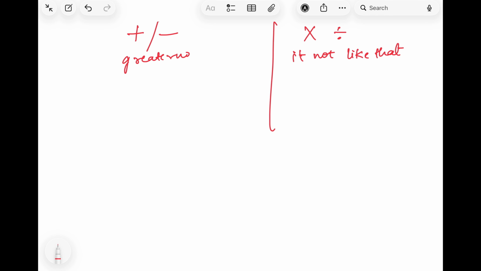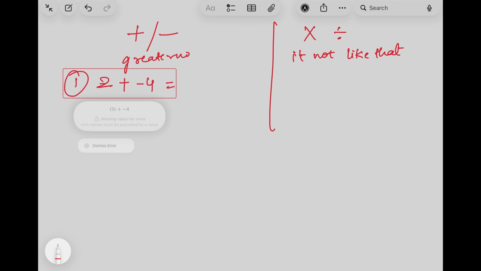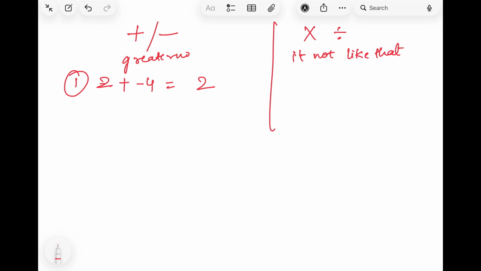I'll perform some basic addition and subtraction questions, and then we will go to the basic multiplication and division questions. A few examples I will take. So it will be 2 plus minus 4. As I told you, there are two different signs. When we have two different signs, we always subtract. So we subtract 4 and 2, we get 2. But then we put the sign of the greater number, so you will get minus 2.